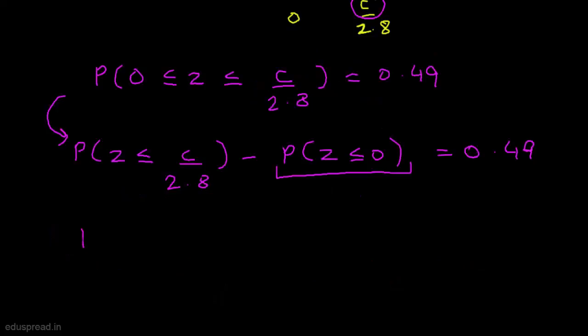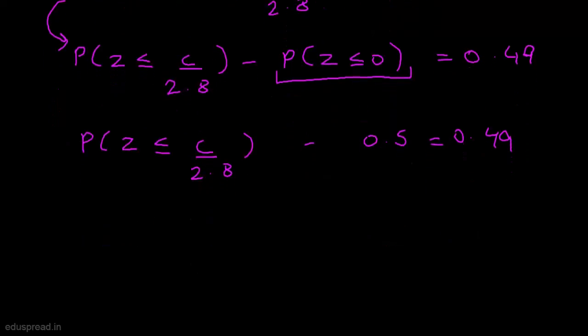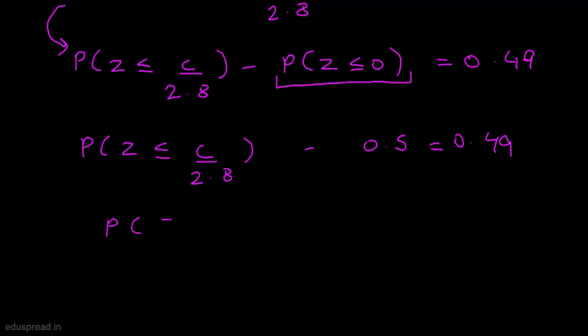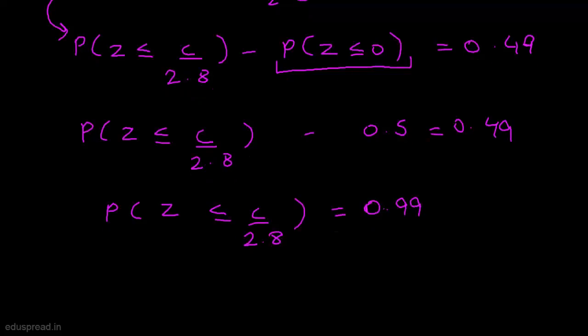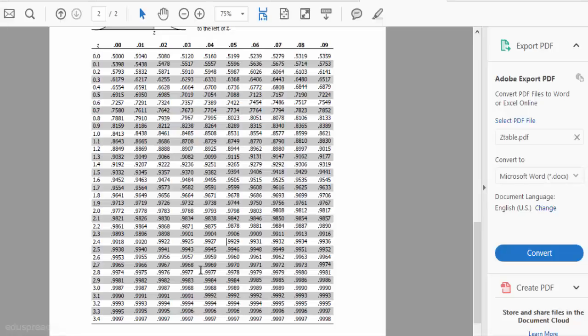So we can write the probability that z is less than or equal to c divided by 2.8, minus 0.5, is equal to 0.49, and this gives the probability that z is less than or equal to c divided by 2.8 is equal to 0.99. Now let's have a look at the standard normal table to find the value of z corresponding to this probability. As you can see here, we have a probability value of 0.9901, and this corresponds to a z value of 2.33.